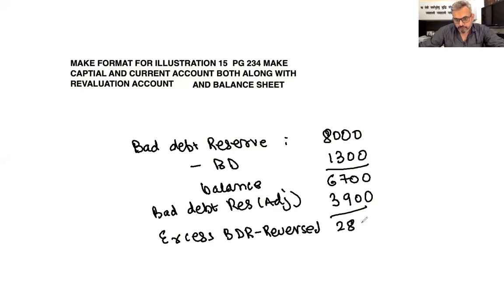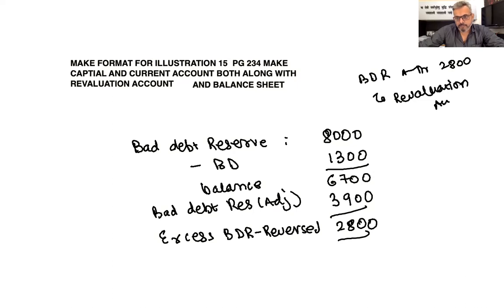Amount is 2,800. So to reverse this bad debt reserve, the entry will be: bad debt reserve account debit 2,800 to revaluation account 2,800.